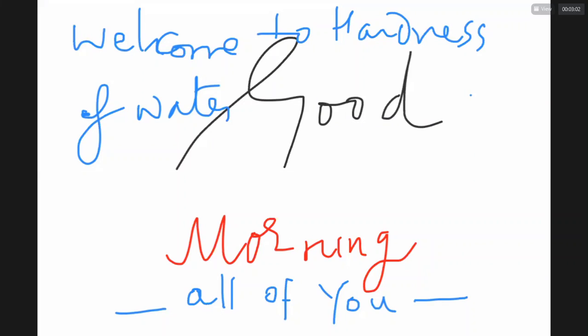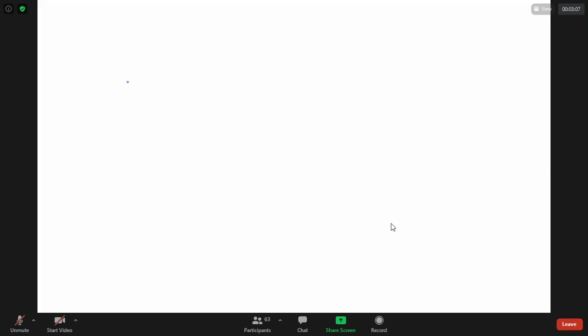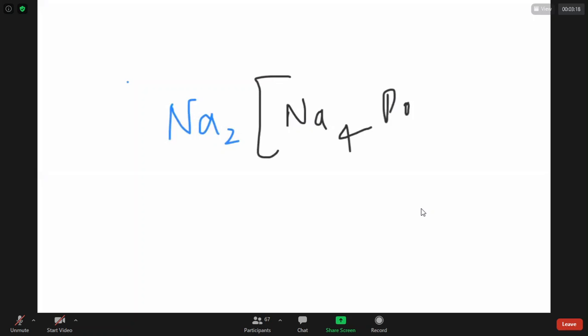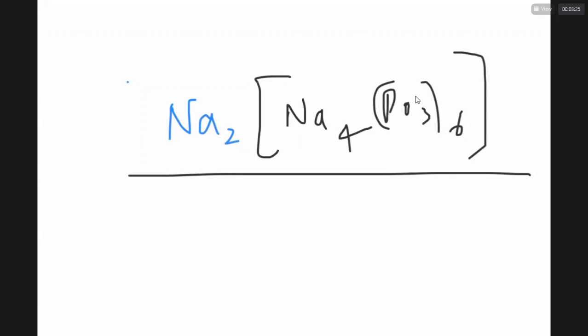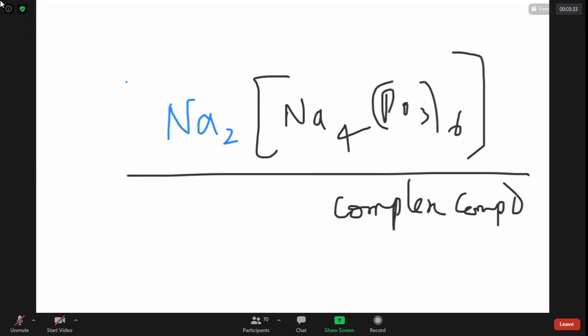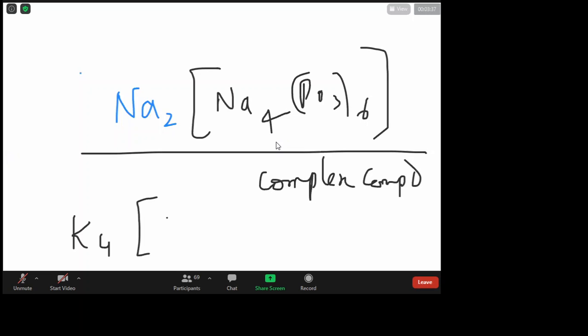So we agreed upon that. There is a complex compound. See, look at this compound: Na4, PO3 taken 6 times. This is a compound having a very big formula. I call it a complex compound. There are so many complex compounds. I think you might have heard about this compound, K4[Fe(CN)6]. Have you heard about this compound, sir?